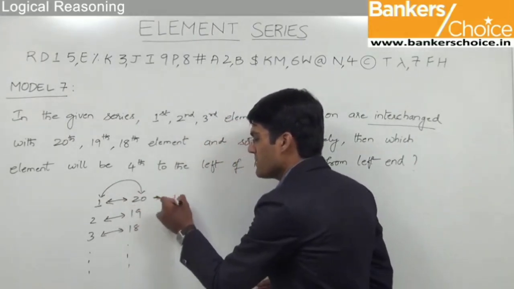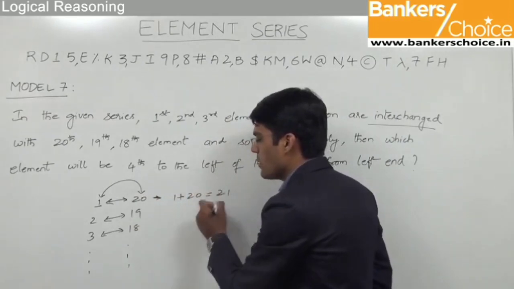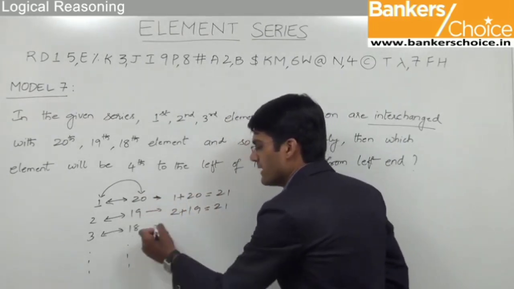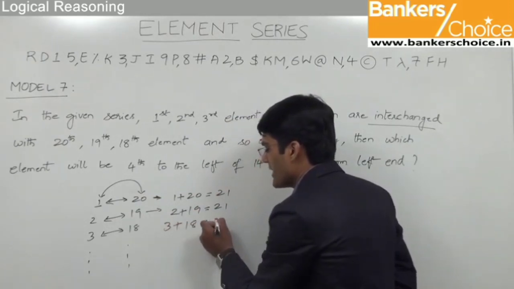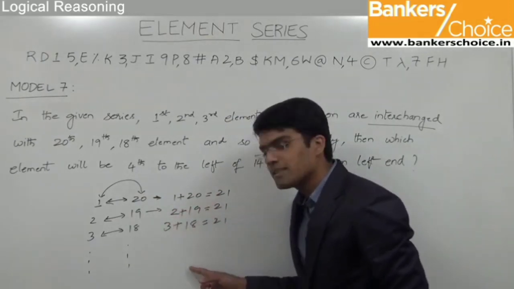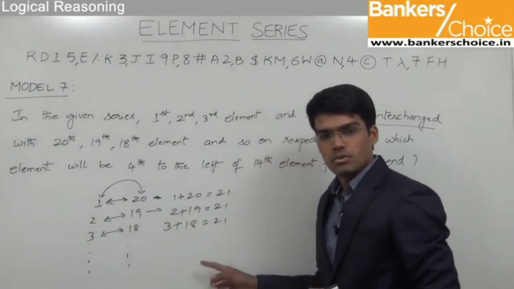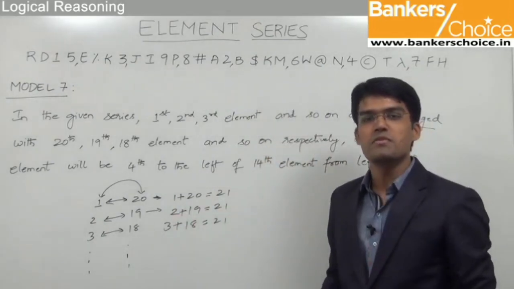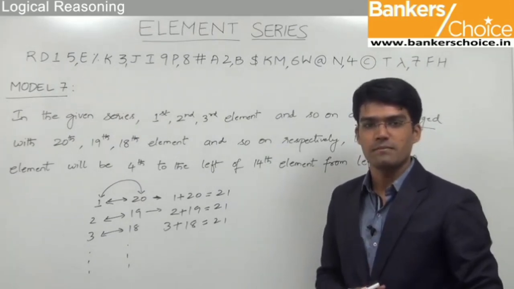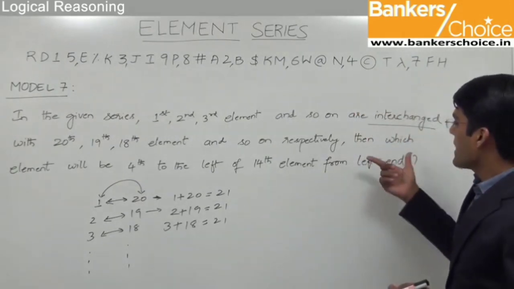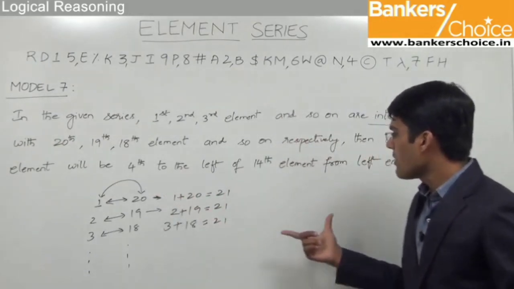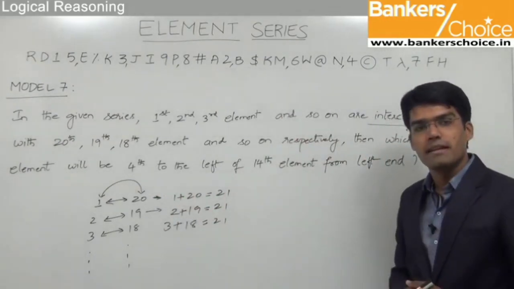That means here the sum is 1 plus 20, that is 21. Again in the second case it is 2 plus 19, 21. 3 plus 18 equals 21. As we are increasing one of the positions and decreasing the other position by 1, it is very clear that the two elements which are being interchanged, the sum of their positions has to be 21. Now, looking at the second part of the question, it says which element will be fourth to the left of 14th element from the left end.